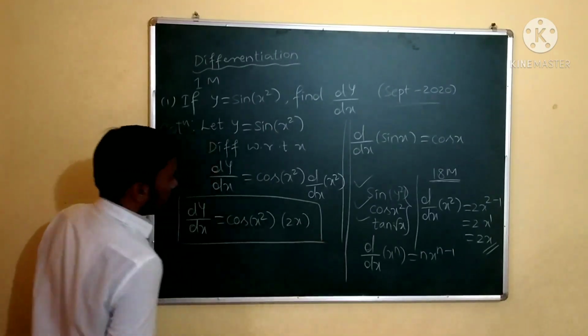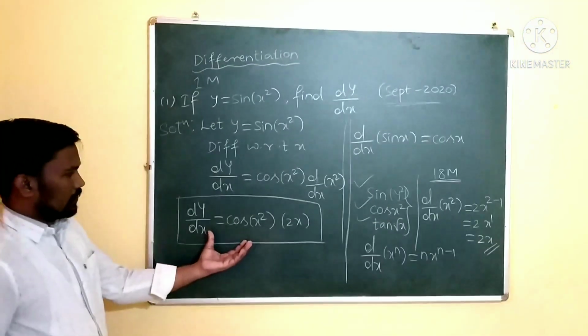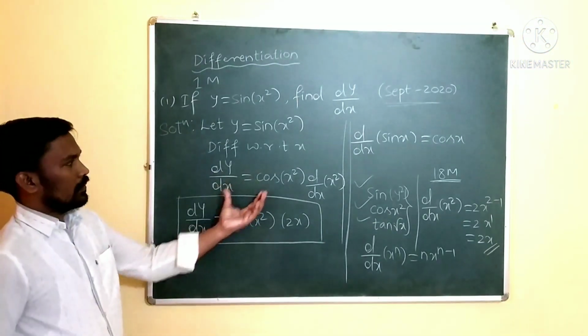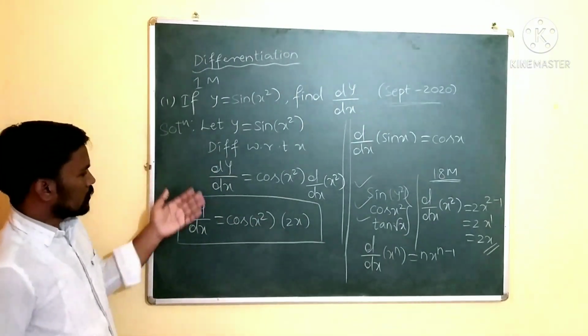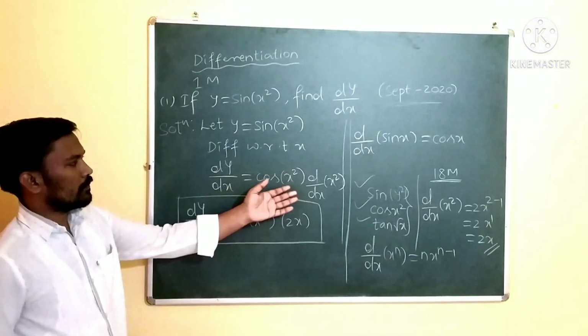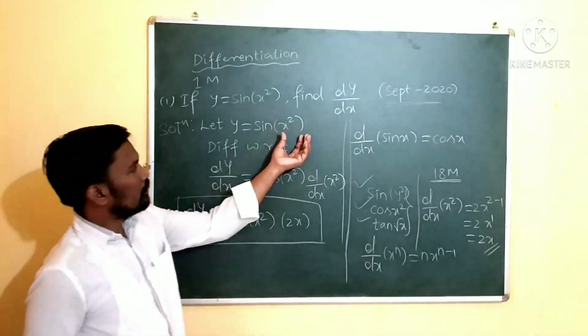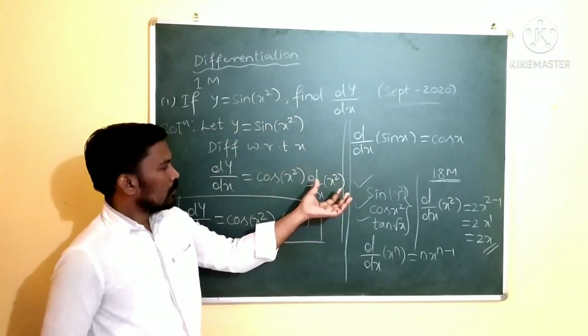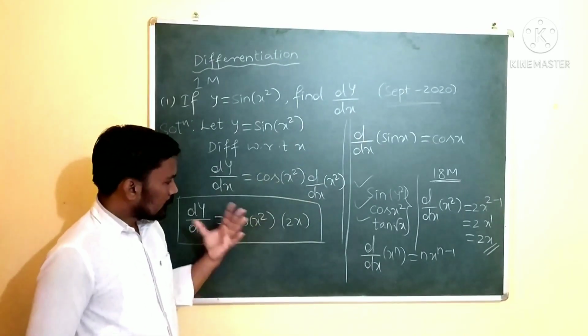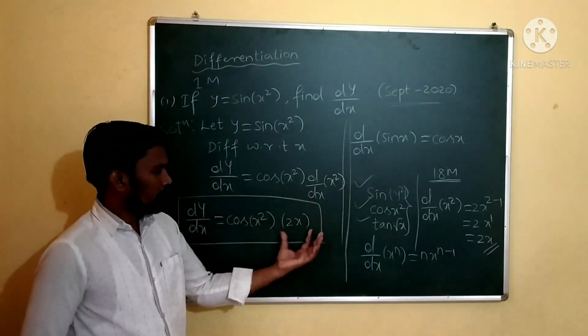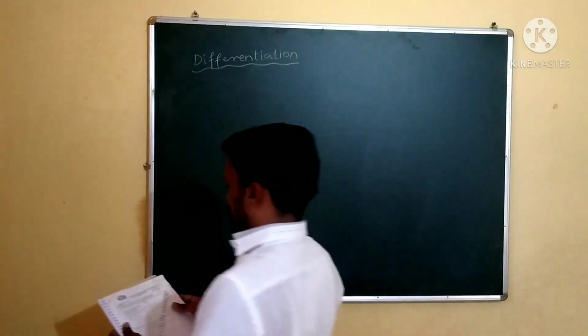This is a 1 mark question. You can write this answer directly without writing all the steps. It is better to write only two or three steps: dy by dx is equal to cos of x square into the derivative of the function inside the bracket, d by dx of x square. Write cos of x square as it is, and the derivative of x square is 2x. Simple. Take one more question.